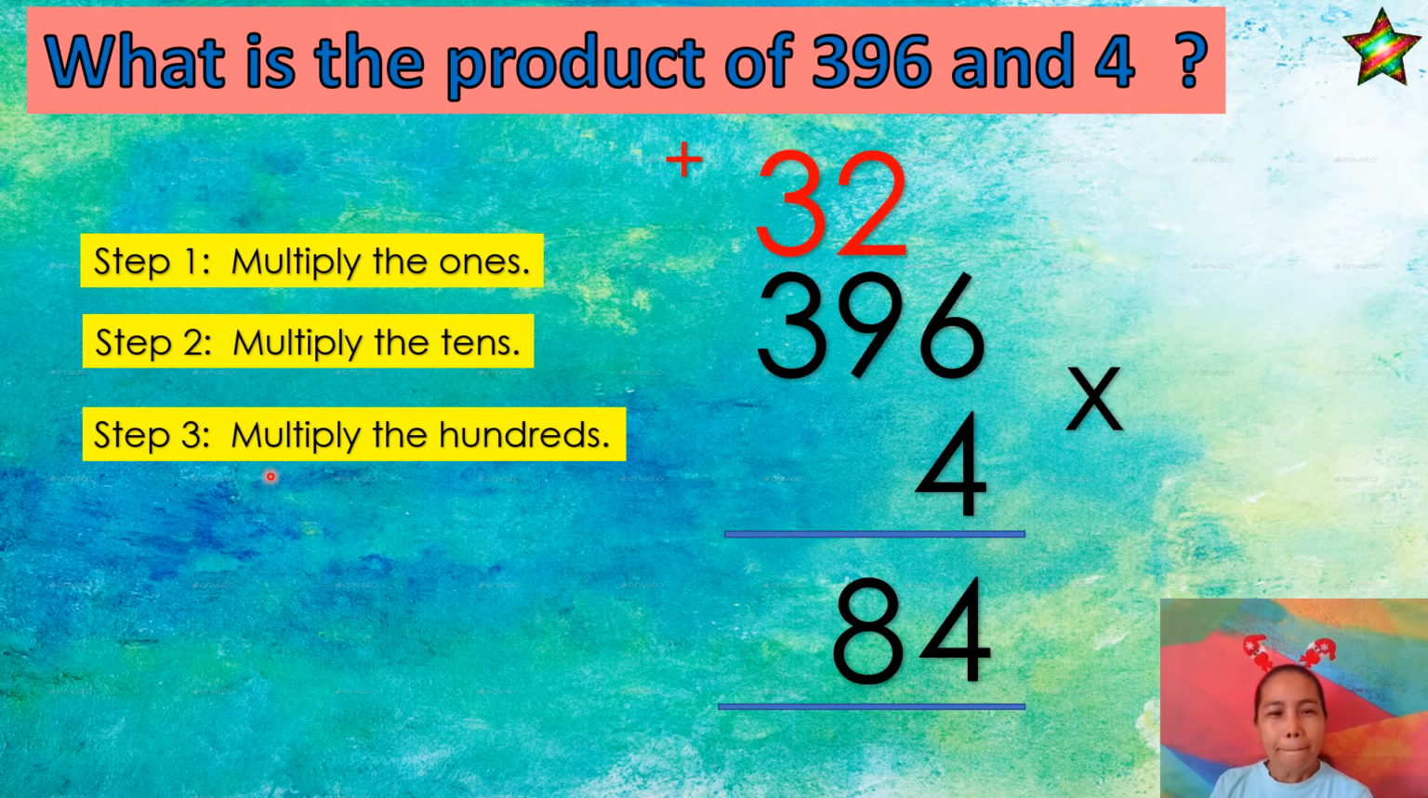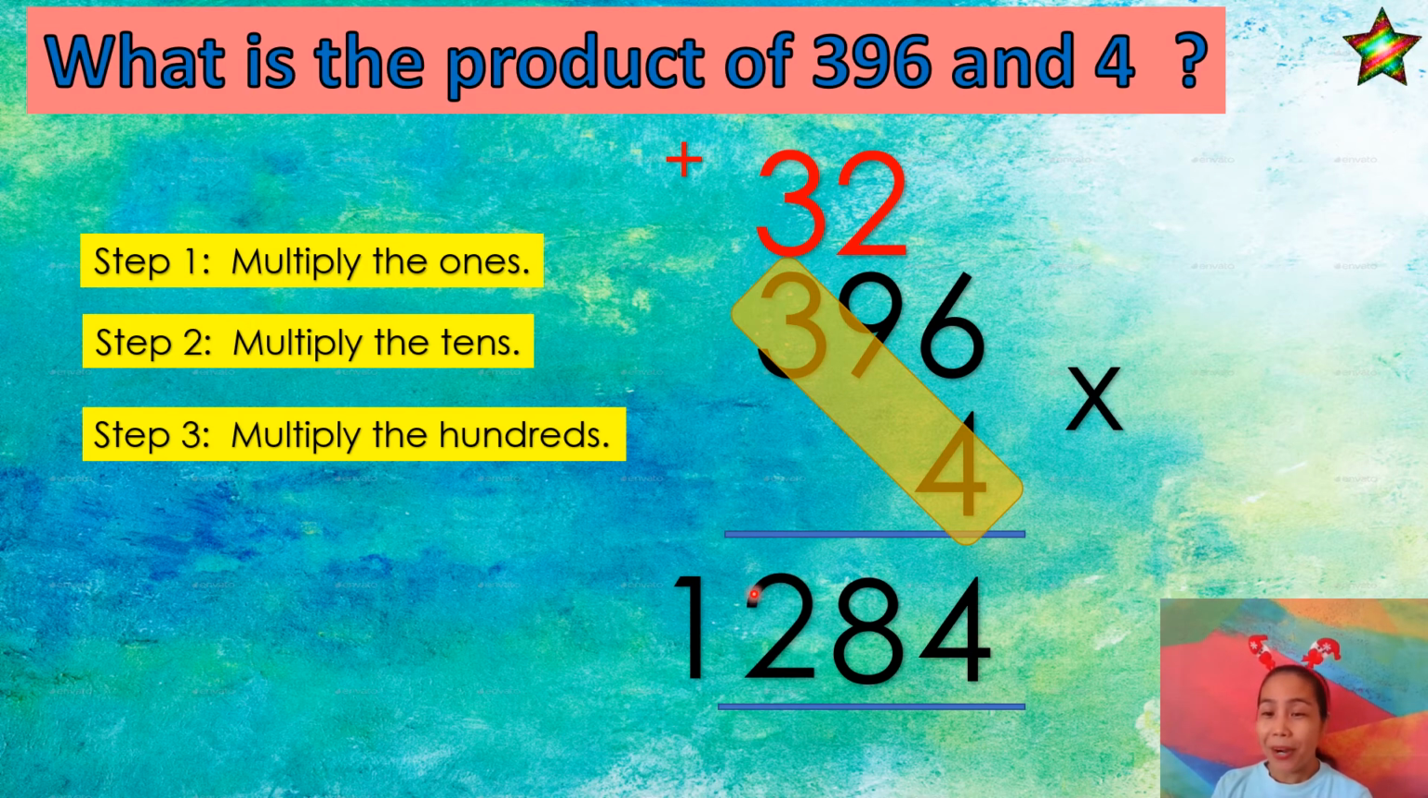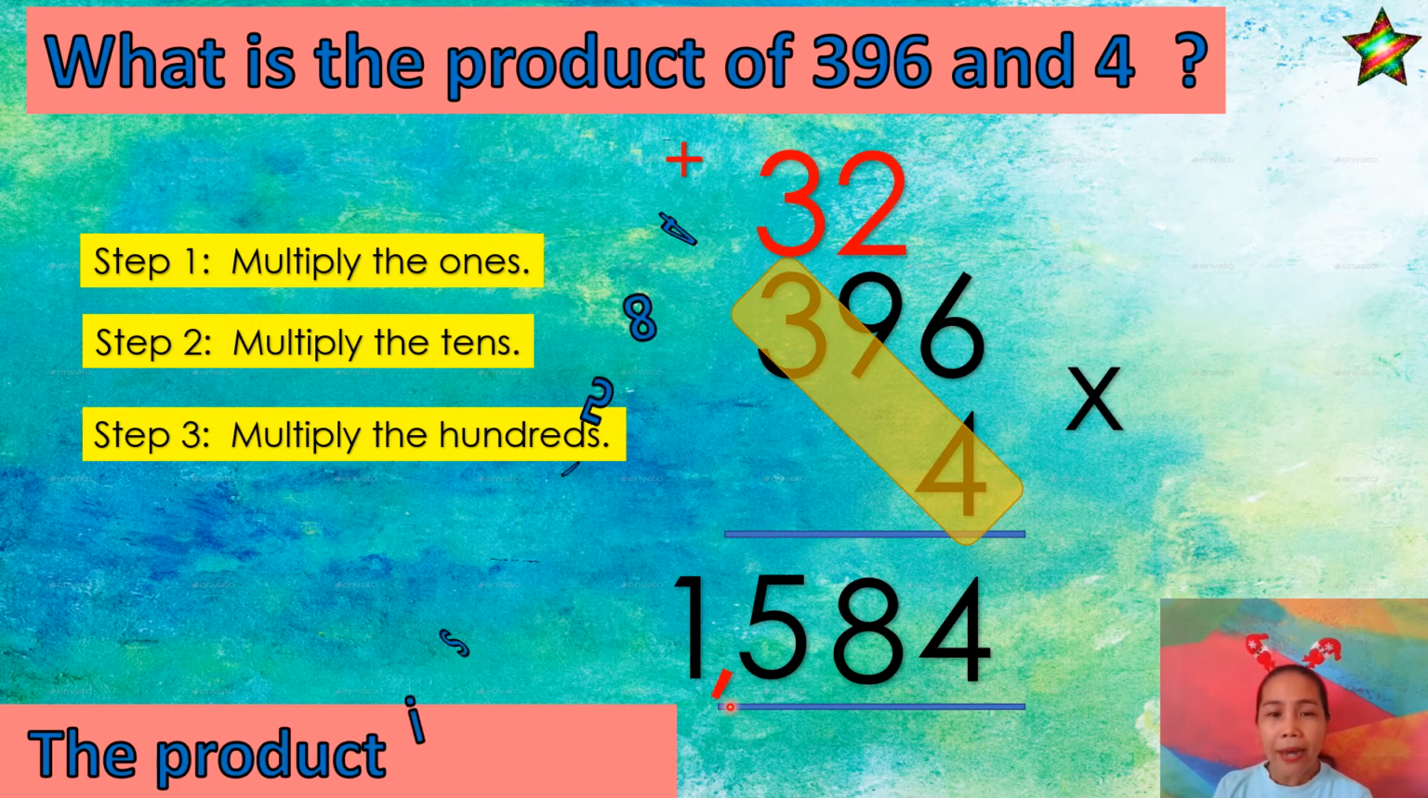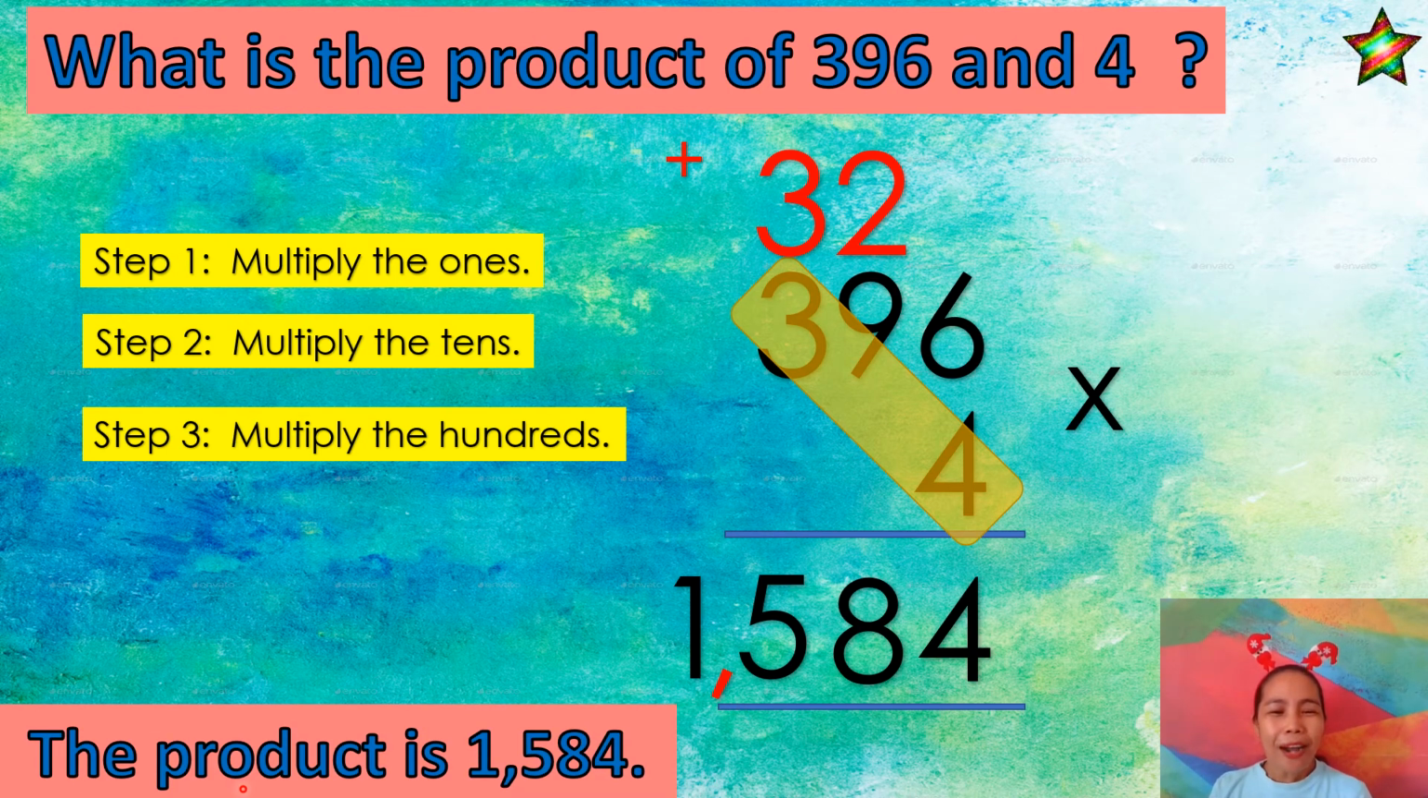Step 3. Multiply the hundreds. Okay, so it's either 3 times 4 or 4 times 3. What's the answer? You are correct again. It's 12. But you are still going to add 3 here. So 12 plus 3 is equal to 15. Okay, count 1, 2, 3 and write the comma. So what's the answer? The product is 1,584. Good job!